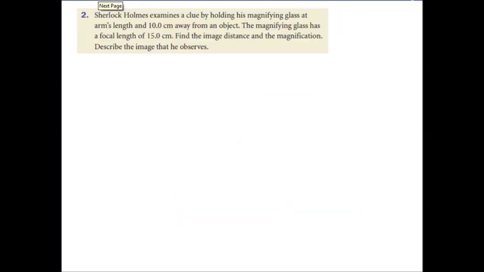Okay, so it looks like another number 2 here. Sherlock Holmes examines a clue by holding his magnifying glass at arm's length, 10 centimeters away from an object. The magnifying glass has a focal length of 15 centimeters. Find the image distance and the magnification. Okay, then describe the image that he observes. So no, I'm not trying to describe the actual clue that he's looking at. I'm just talking about the image properties. So is it upright, is it inverted, enlarged, reduced, and so forth.